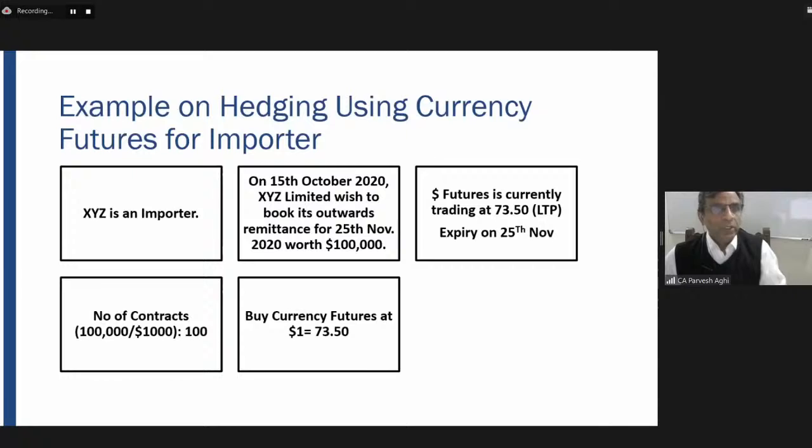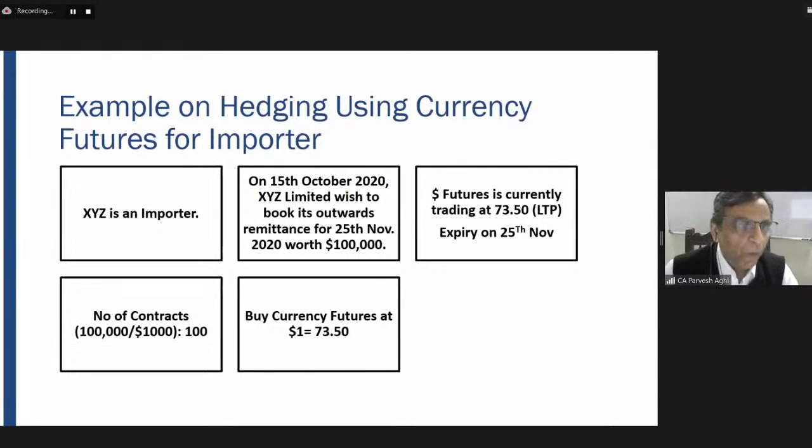So remember, this is very important. Because you are an importer, you are going to make a payment in dollars on, say, the 25th of November. You don't have dollars today as an importer, so you are short of dollars. So you will take a long position. A long position would be a buy position. Okay. So you will buy currency futures. We can say you buy currency futures, you take a long position, or you're bullish in dollars. Okay, these are one and the same thing.